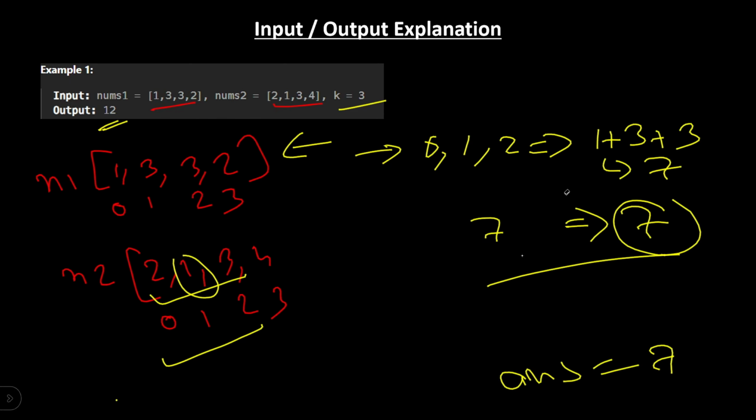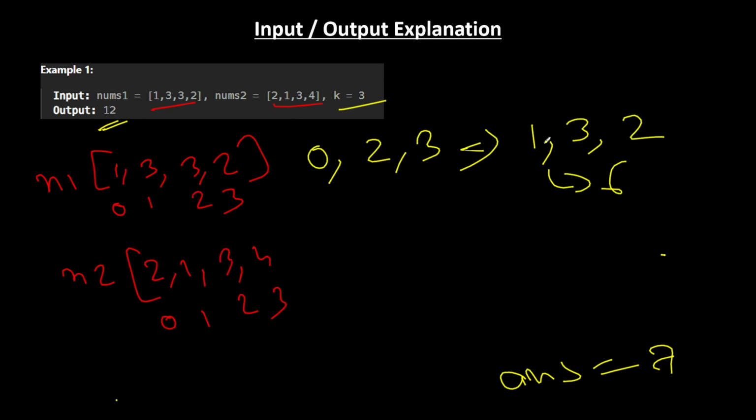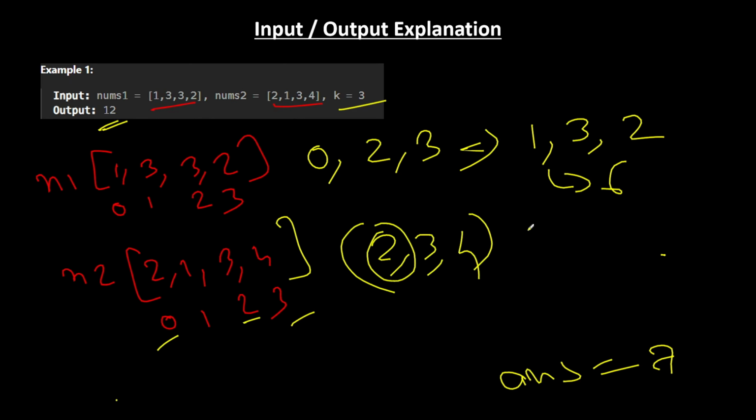Now let's try some other indices. Let's take indices 0, 2, and 3. The values for those indices in nums1 are 1, then 3, then 2, so 3 plus 2 is 5, plus 1, it's 6. For nums2 we have to take the same indices, 0, 2, and 3, so it is 2, 3, and 4. The minimum out of this is 2. So we multiply this and we will get 12.